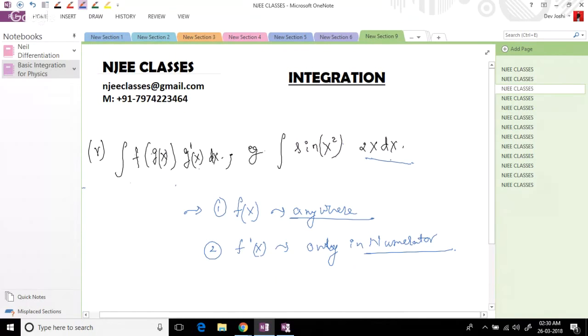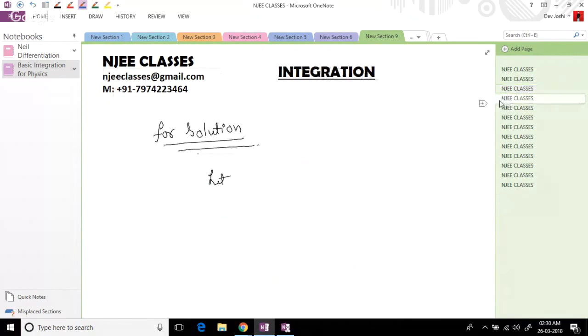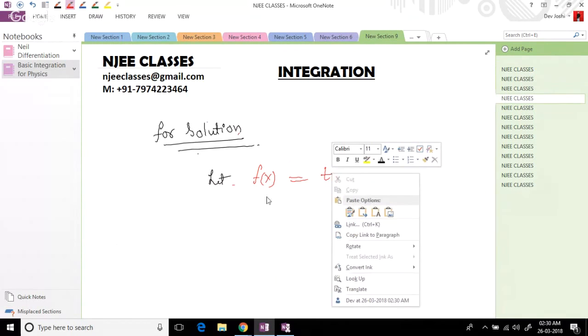Now we will see how to proceed with problems when we have the kind of structure where we have to apply integration by substitution, and how to find the solutions. From the solution point of view, always remember: let us suppose that my function is going to be some other variable t.